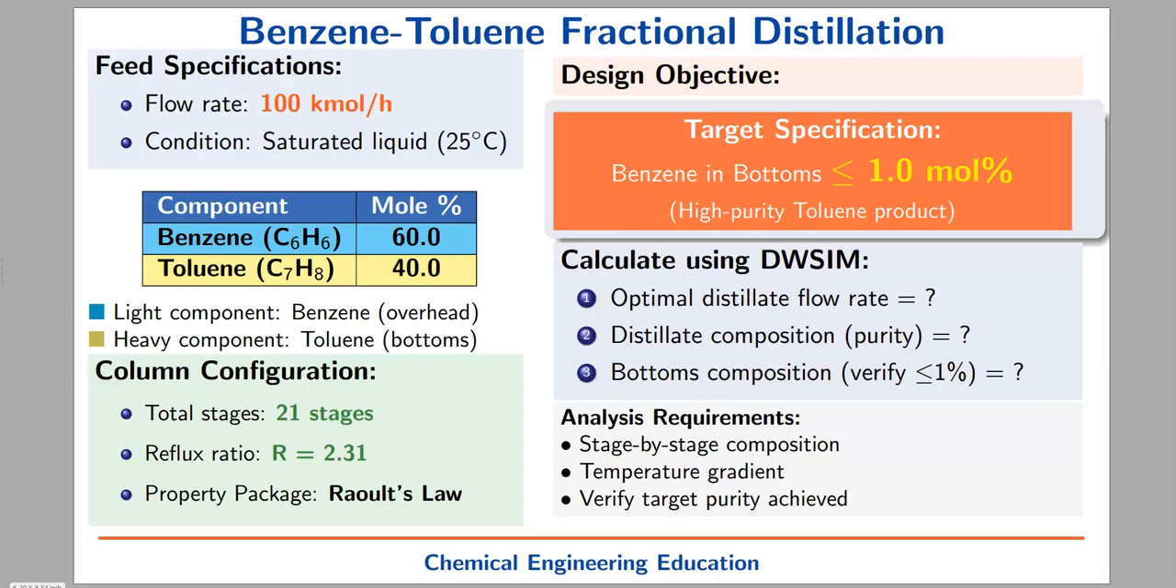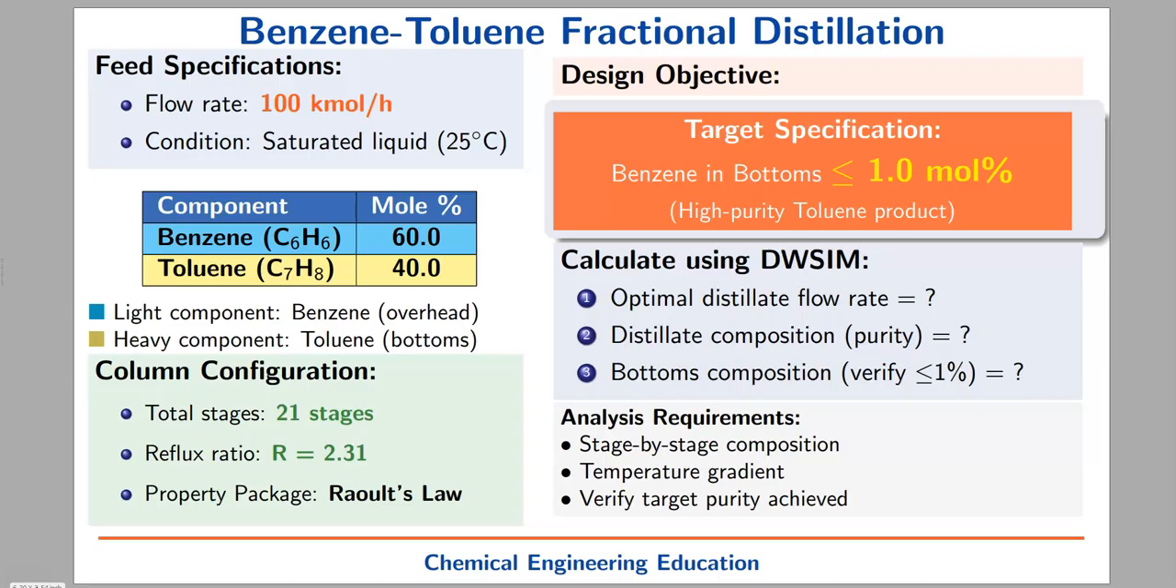Today we are solving the Benzene-Toluene fractional distillation problem in DWSIM version 9.0.5. Our goal is to produce high purity toluene from the binary mixture. Let me show you the problem, then I will build it in DWSIM step by step.